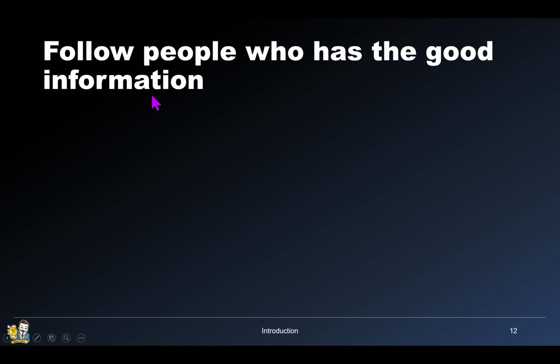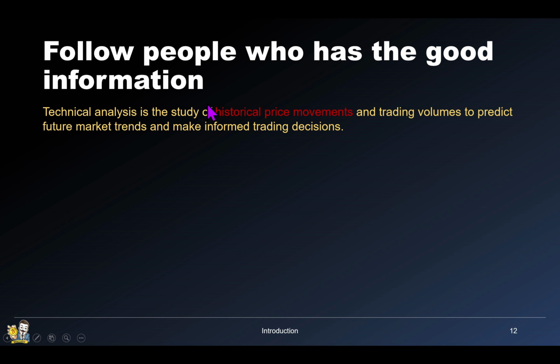So let's start with a quick definition of technical analysis. Technical analysis is the study of historical price movements and trading volumes to predict future market trends and make informed trading decisions. It's less boring than the previous definition, but let's clarify this together.